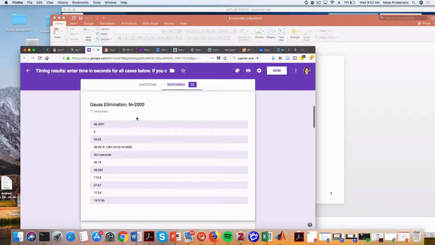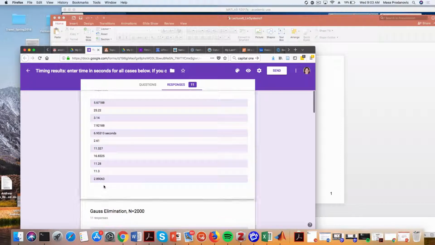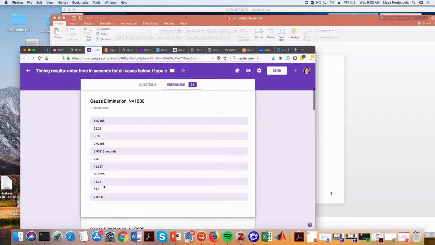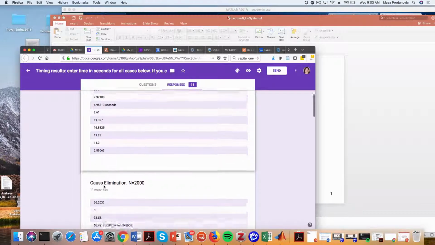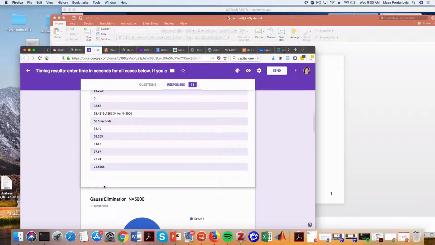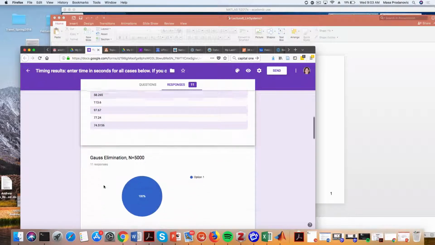Then for 2000, there are some zeros. I guess this run just bombed. So anywhere from 33 to 600 seconds. Okay, so we went from 3 to 17 to 33 to 100 seconds.